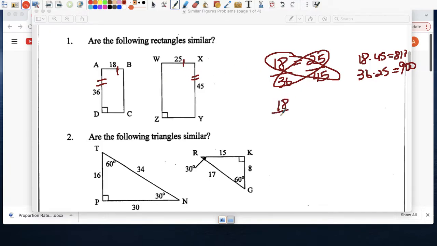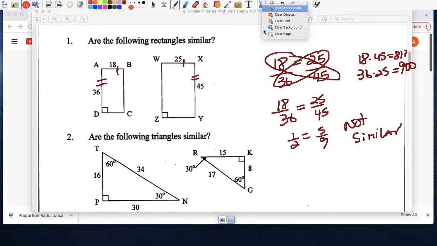So 18 over 36, and again, we can simplify this. 18 over 36 simplifies to 1 over 2, right? 25 over 45 divided by 5 simplifies to 5 over 9. Definitely not equal to each other. So, not similar.